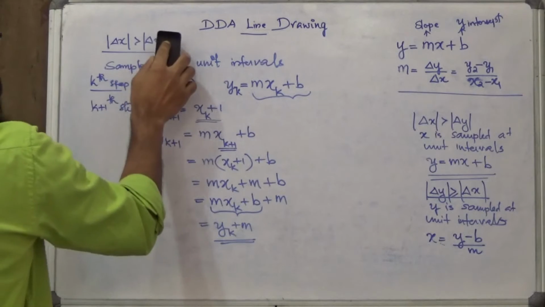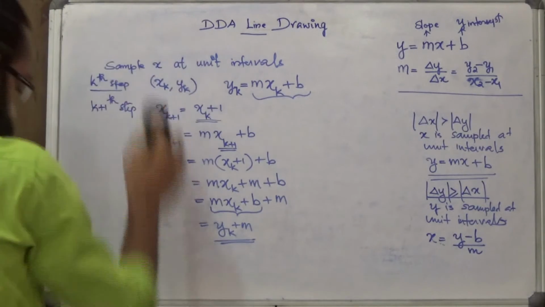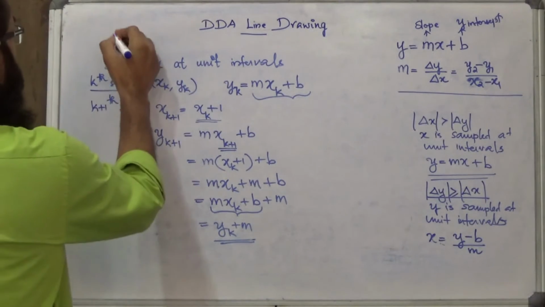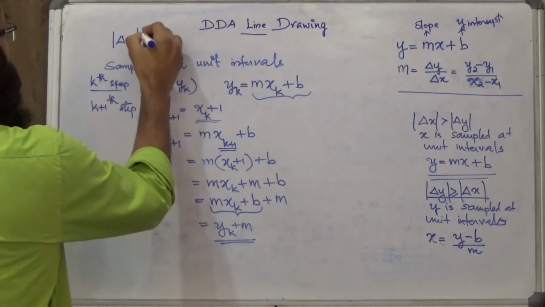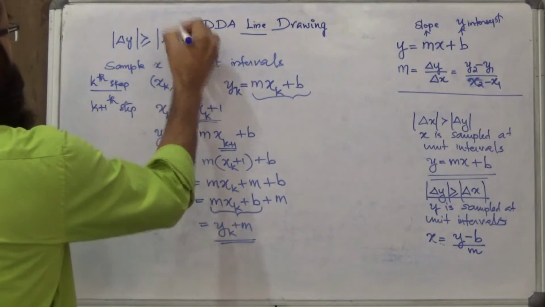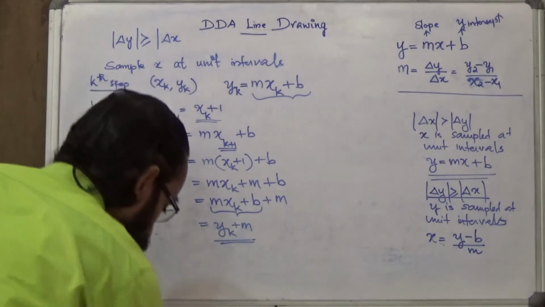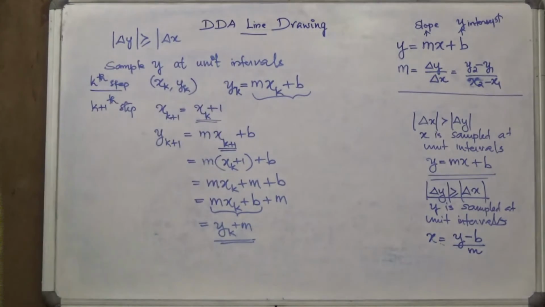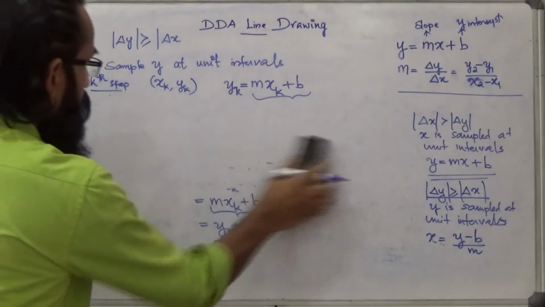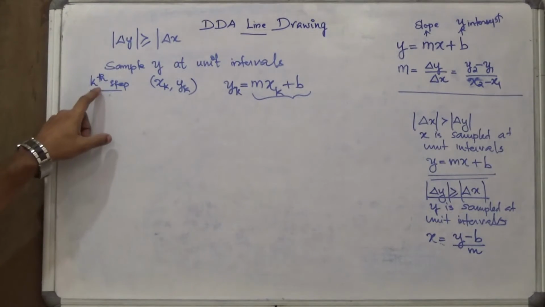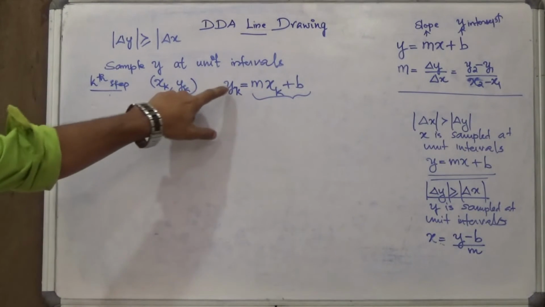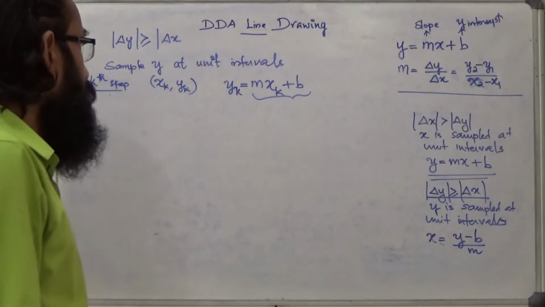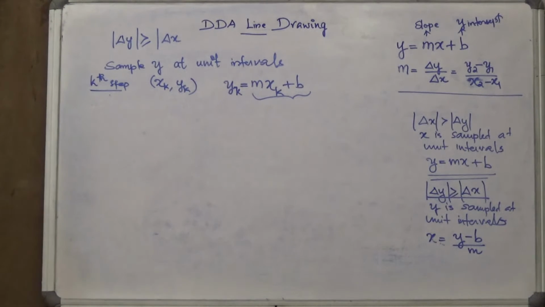Now what about the else part? That is modulus of delta y greater than or equal to modulus of delta x. So if this is the case, you have to sample y at unit intervals. And assume that at kth step we have plotted the point xk yk which satisfies the slope intercept equation yk equal to m xk plus b.